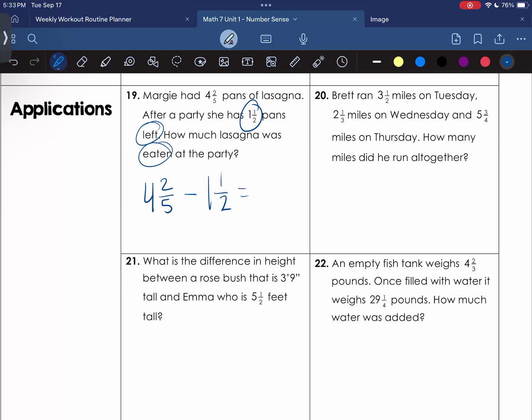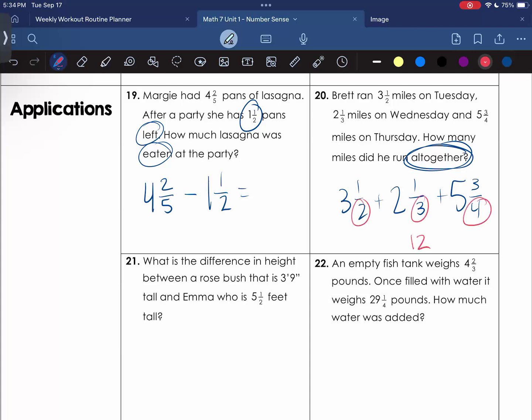Number 20, it says Brett ran 3.5 miles on Tuesday, 2 1/3 miles on Wednesday, and 5 3/4 miles on Thursday. How many did he run all together? That is your keyword right there that tells you you are going to add all these fractions together. So here you would have to find a common denominator for all three of the denominators. That common denominator would be 12.